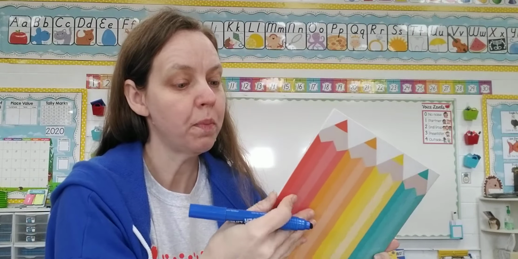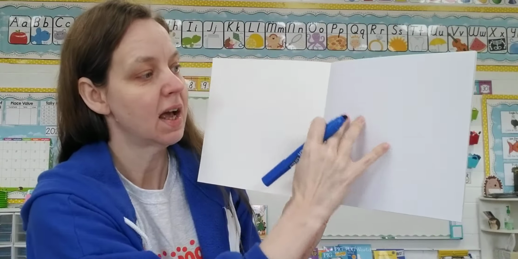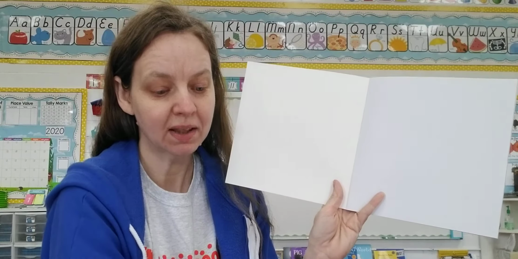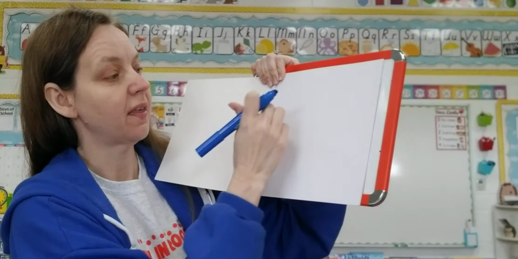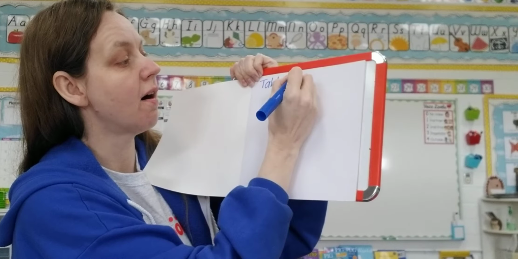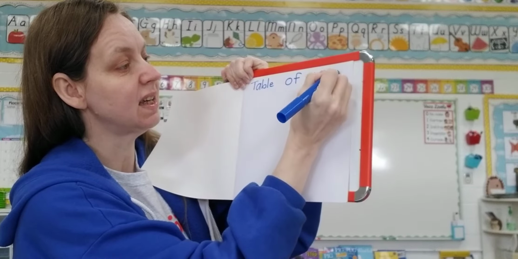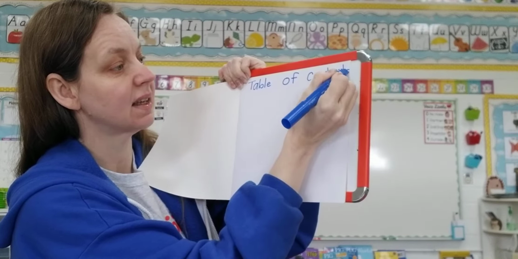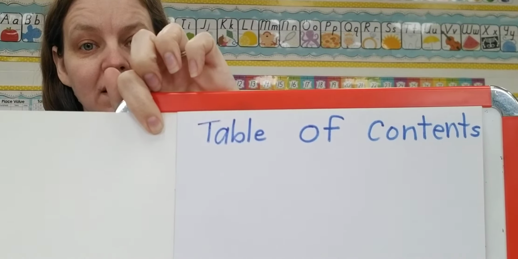And then you're going to open up to the first page. Hopefully you left this one blank. So this is the cover, and now this is the first page. And we are going to make this our table of contents page. So I'm going to write that right at the top. I'm going to pick up something to help me write it here. So at the top, I'm going to write table, T-A-B-L-E, of, O-F, contents, C-O-N-T-E-N-T-S. Table of contents across the top like that. So write that up there.